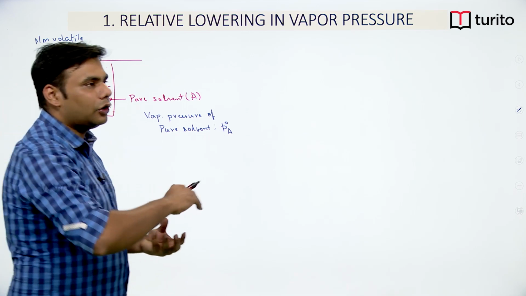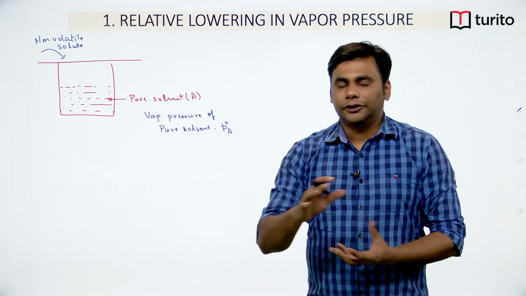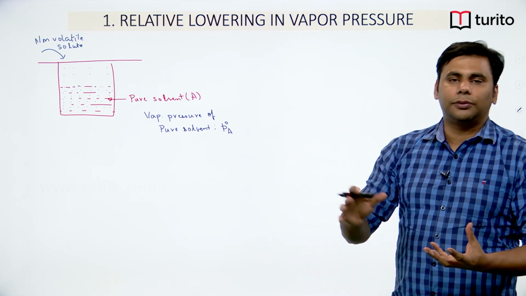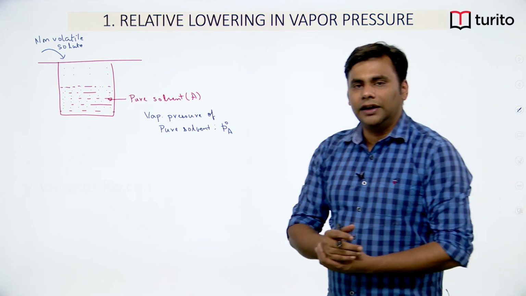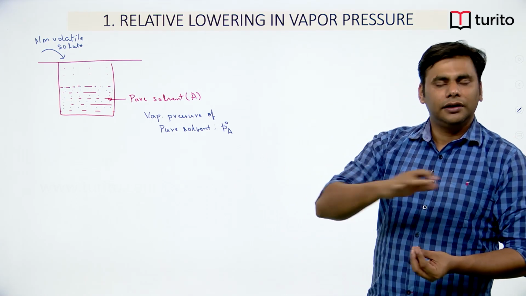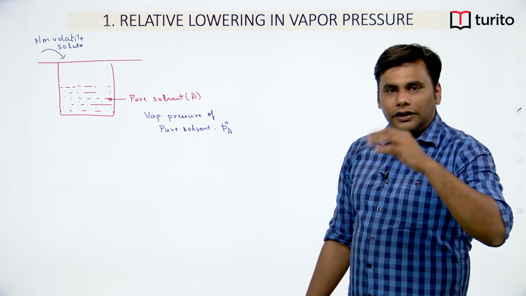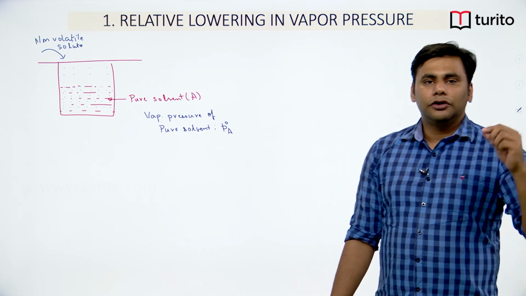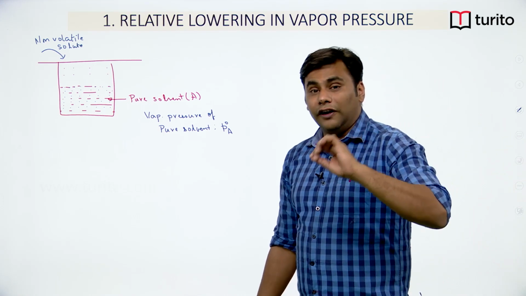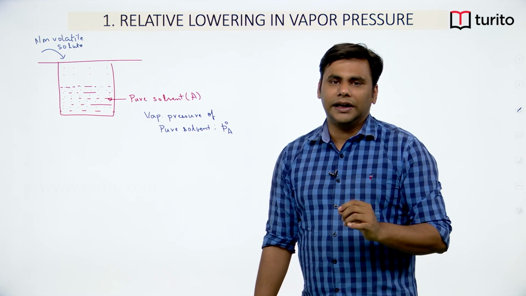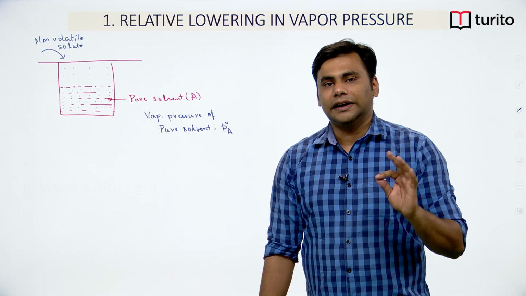When you are adding a non-volatile solute to a solvent, the solute gets dispersed in the solution, and it occupies the surface as well as the bulk evenly. Now at the surface, the surface was initially occupied only by the solvent molecules. When you have added solute particles into it, solute particles will also occupy the surface. So the number of solvent particles at the surface would decrease.